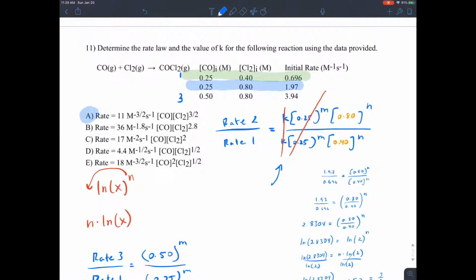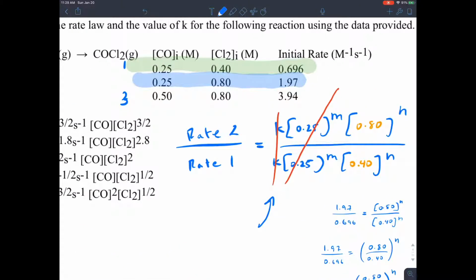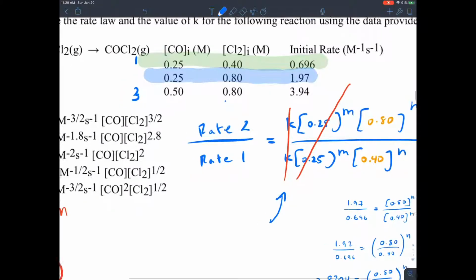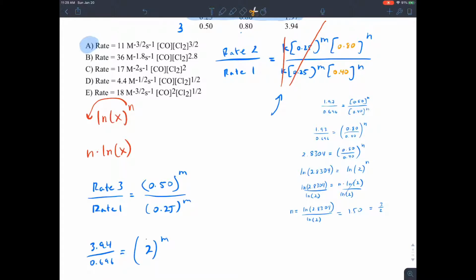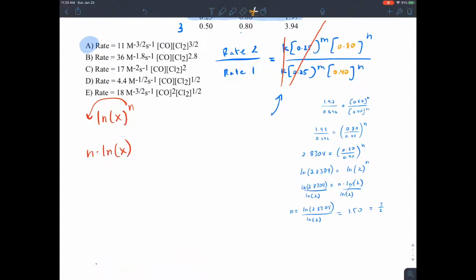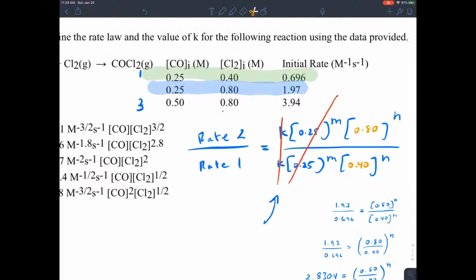Oh, look, it seems I made a mistake. So it looks here that for equation 3, I also doubled the concentration of my Cl2. So I actually made a mistake here, I can't use these two concentrations. What I should have done is used equation 2 and equation 3. So let's go back and fix that. My apologies. Let's fix that really quick. Fortunately, we know the answer is A.